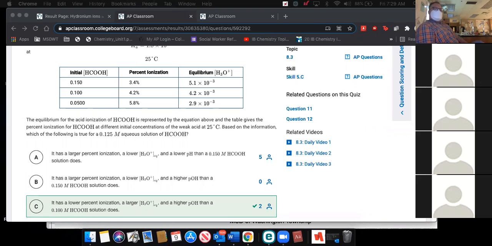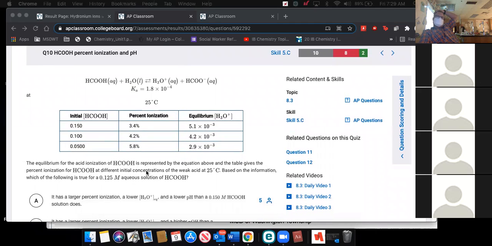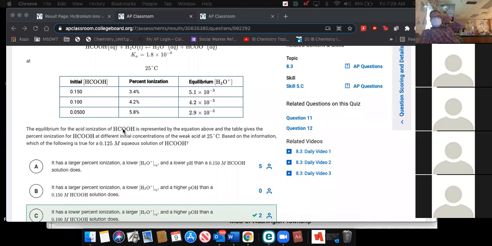So if we take a look, based on this information, this is one of those questions that I would attribute to fatigue, because there's a whole bunch of junk here, and as you're reading it, you're already zoned out, right? But if we take a look, it's a 0.125 molar aqueous solution. So that lies between here and here, right? So I think this is actually just reading a graph.